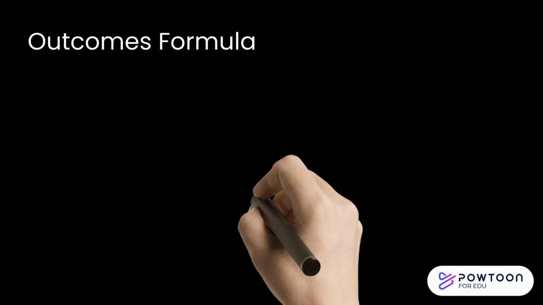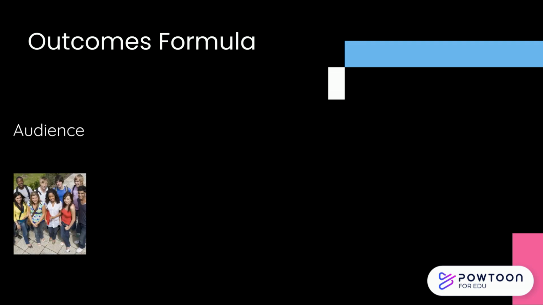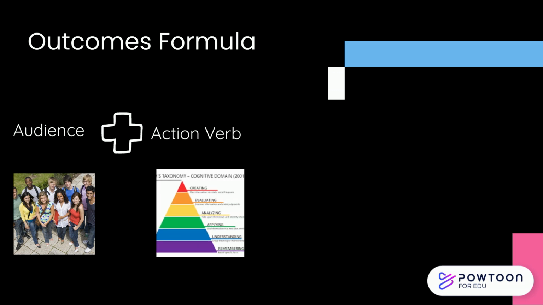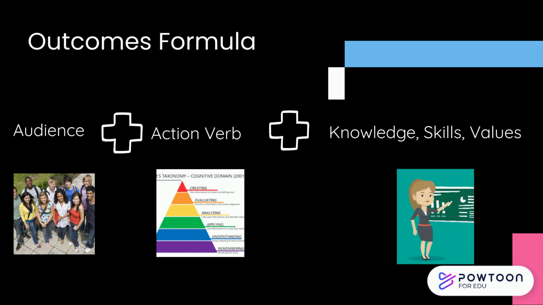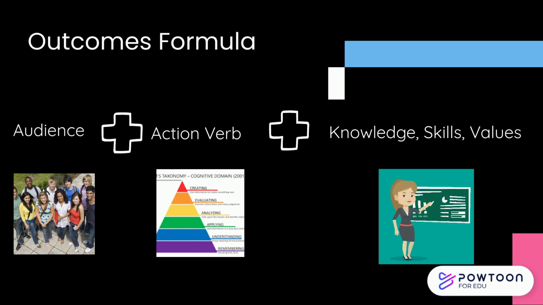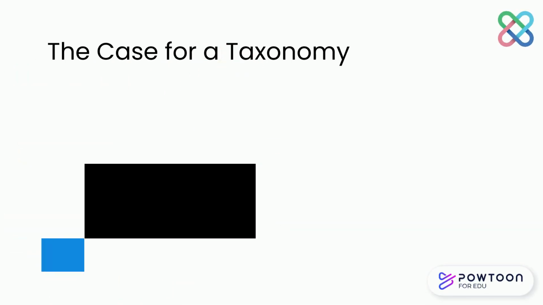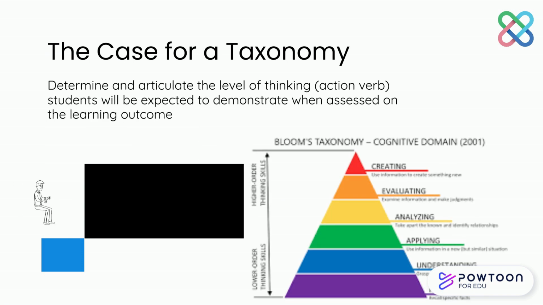A simple formula for constructing an effective outcome is to identify the audience, in this case the students, identify the type of thinking or action the students will engage in, and then identify the content knowledge, skills, or values students will be able to demonstrate after the learning activity has taken place. Using a taxonomy like Bloom's can be helpful in determining and articulating the level of thinking students will be expected to demonstrate when their learning is assessed.